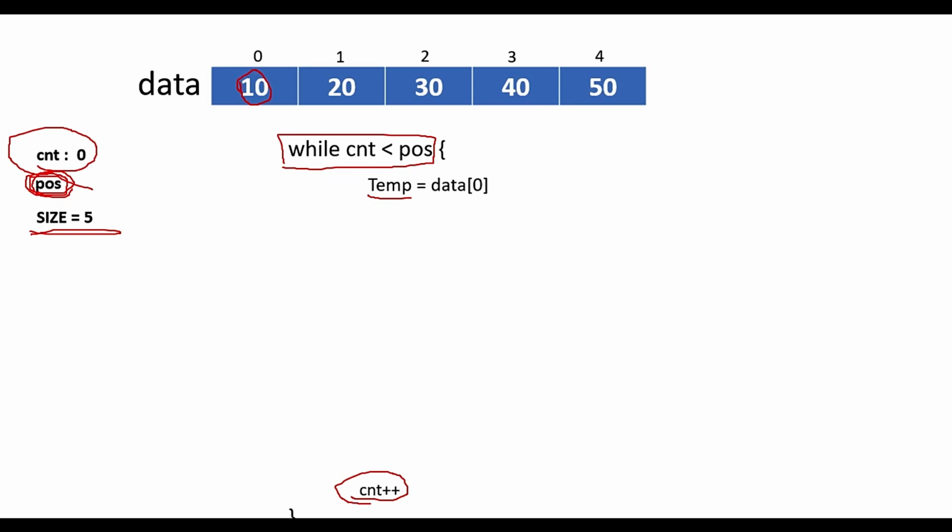Then to perform the shifting, we'll again have a loop, and that loop will start from 1. Why? Because I will shift first this element, and then I'll shift this element, and then this, and then 50. So first we are going to start from here. It will start from 1 and it will go till 4, that is less than size. So we'll have a loop that will start from 1 and run while it is less than size, and in every iteration it will shift the elements.